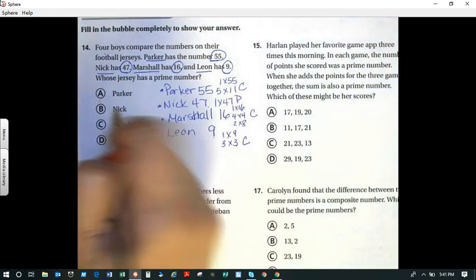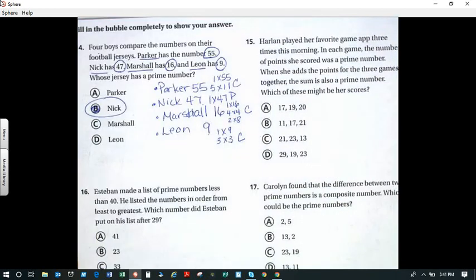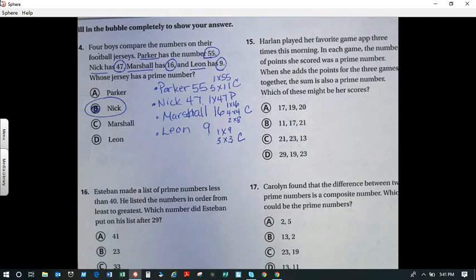So the answer is Nick. Okay? See how easy it was? Organize it and then solve.